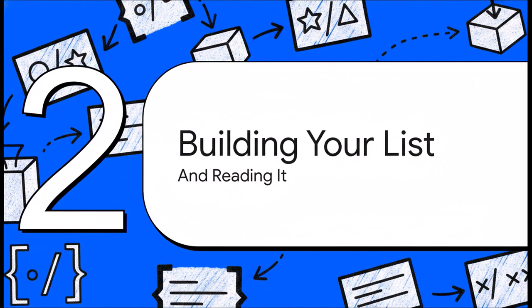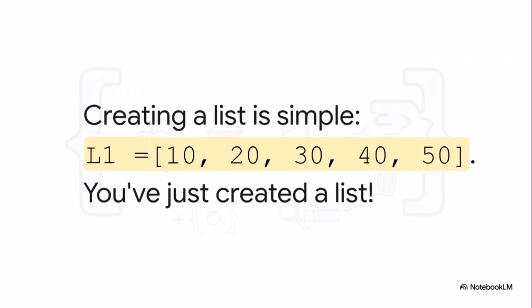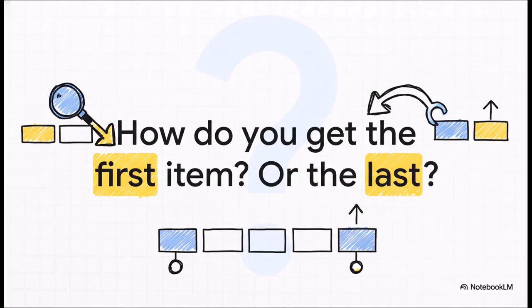Okay, so that's the theory. But how do we actually do stuff with them? Let's look at how to build one and then get our data back out. Honestly, it's about as easy as it gets. You just give your list a name, use square brackets, and pop your items inside, separated by commas. And boom, that's it. You've officially made a list. Okay, cool. So your data is in there. But data isn't much use if you can't get to it. How would you grab just that first number, that 10? Or maybe more tricky, how do you always get the very last item no matter how long the list is?